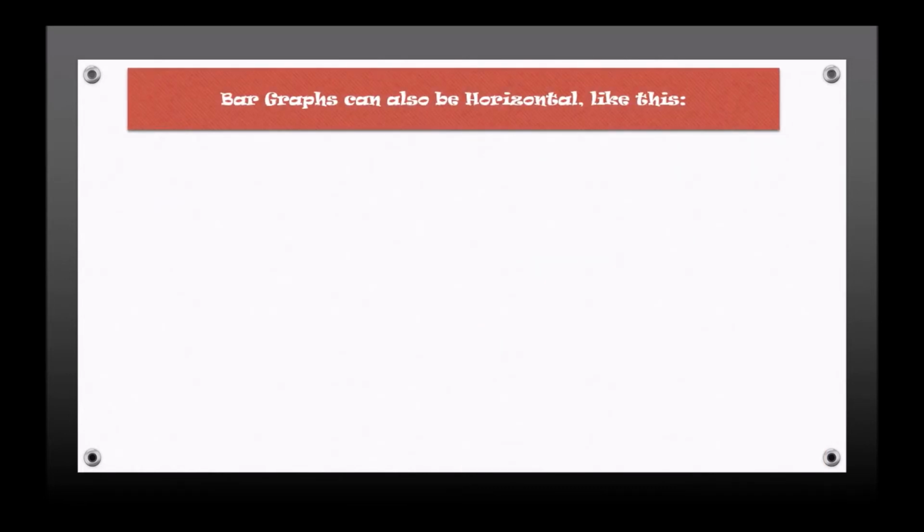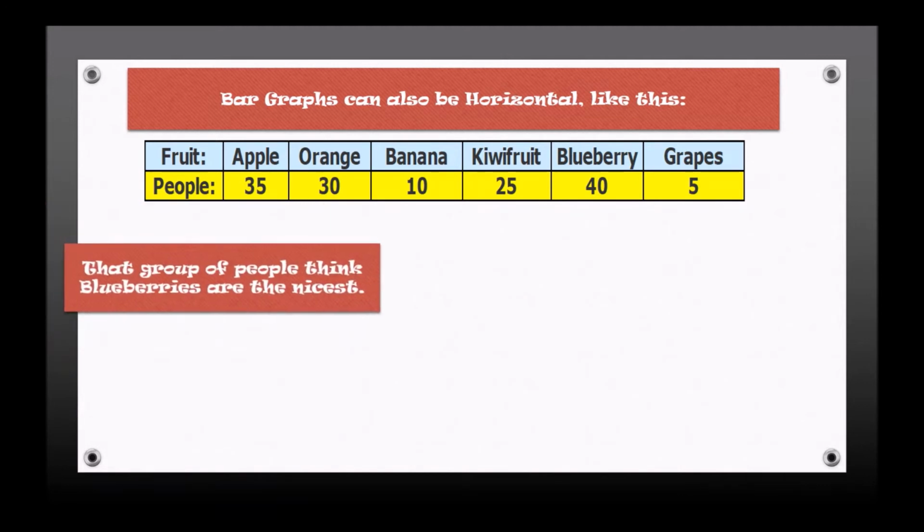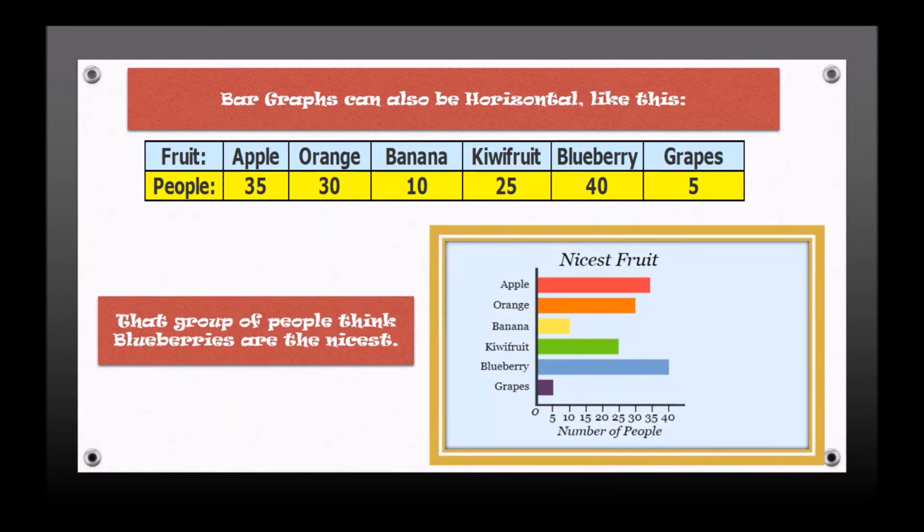Bar graphs can also be horizontal like this. The same survey of the nicest fruit, and the horizontal bar graph is like this.